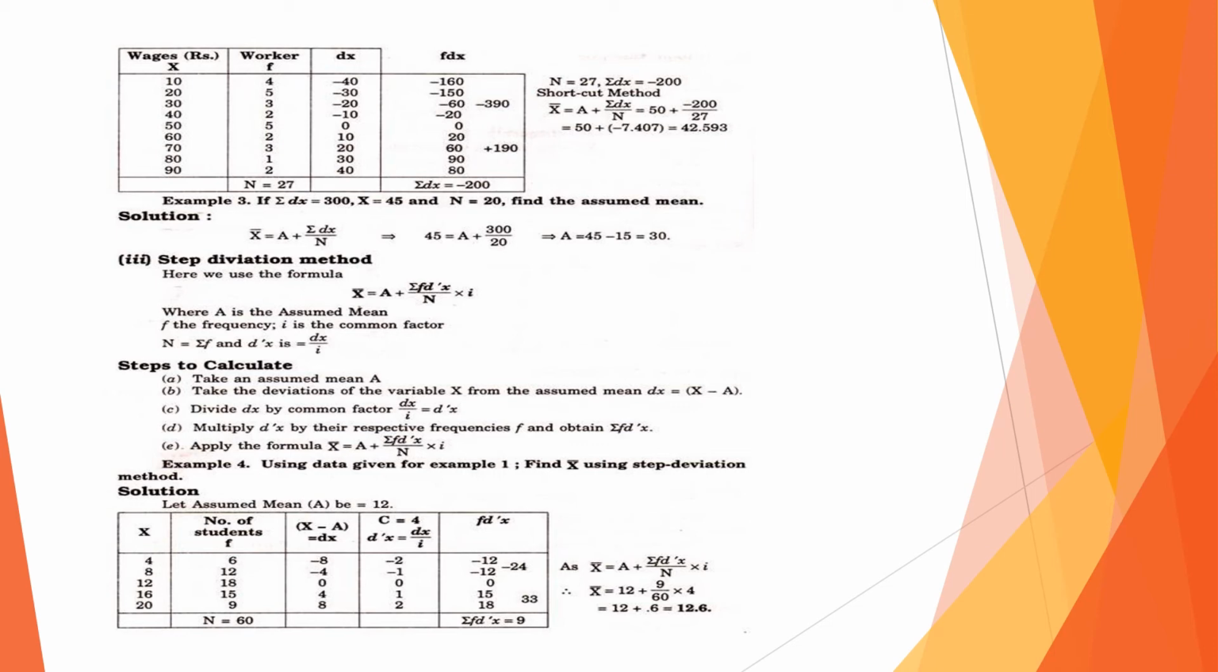Now the next method we are going to apply is the step deviation method. In the step deviation method, we use the formula x bar equal to a plus sigma f dx divided by n, into i. Now a is the assumed mean. All of you know that number we are going to select from the values. Now n equal to, all of you know, sigma f.